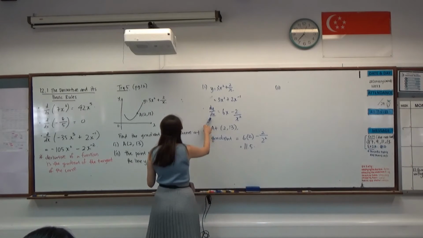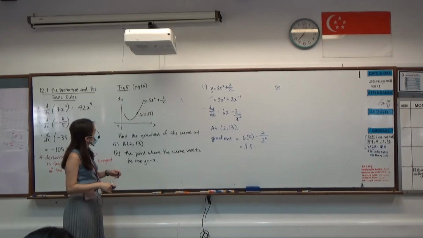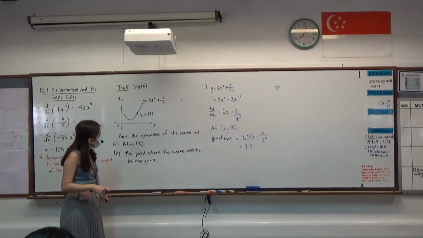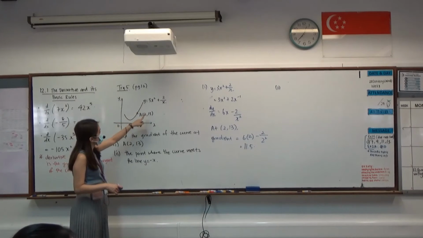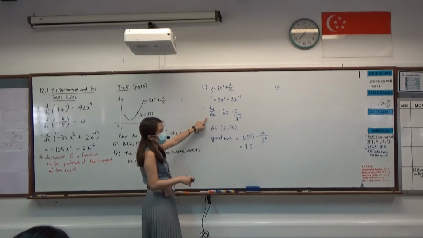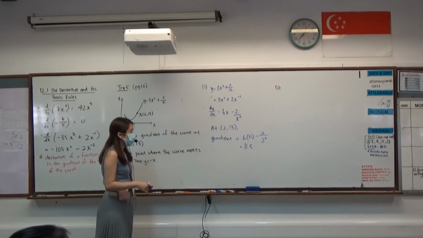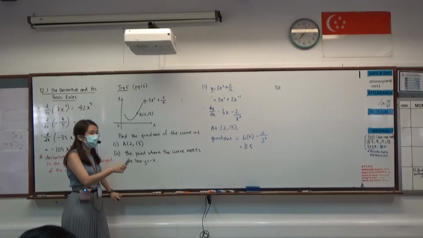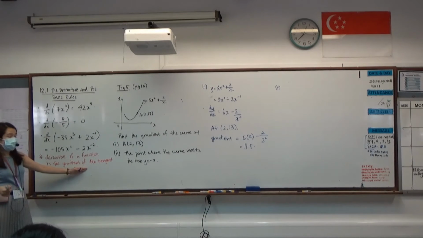Why must we take dy over dx equals to negative 1? That the value 6x minus 2 over x squared is equivalent to the gradient. It's equivalent to the gradient of what? The gradient of wherever that point is. It is the gradient of the tangent.